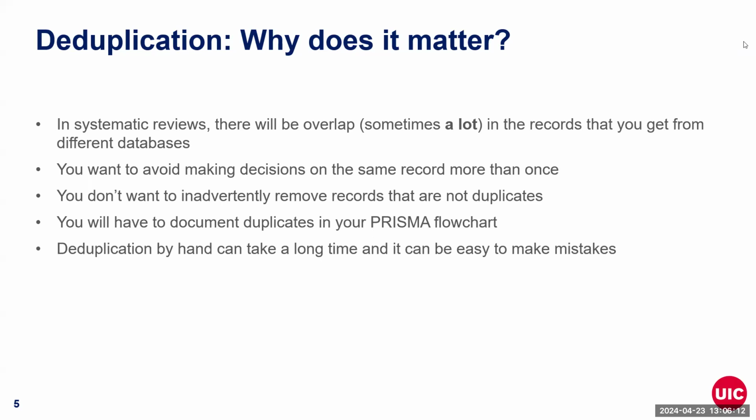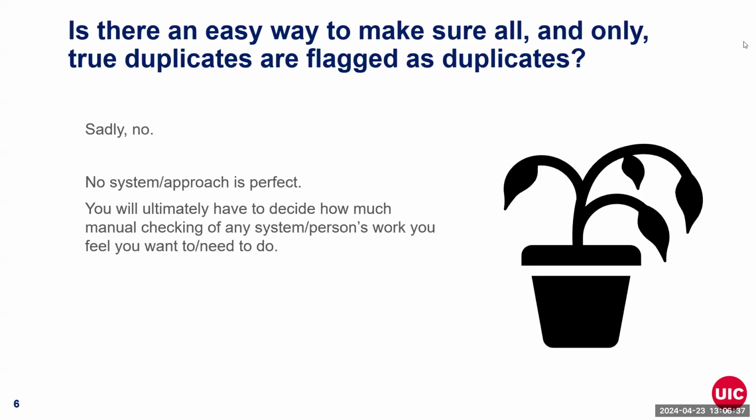You will have to document duplicates in your PRISMA flowchart, so you're going to need to know the exact number of items that you've removed before screening. And deduplication by hand, or manual deduplication, can take a really long time, and it can be easy to make mistakes. So big picture, those are the reasons why deduplication really matters in the course of systematic reviews or scoping reviews.